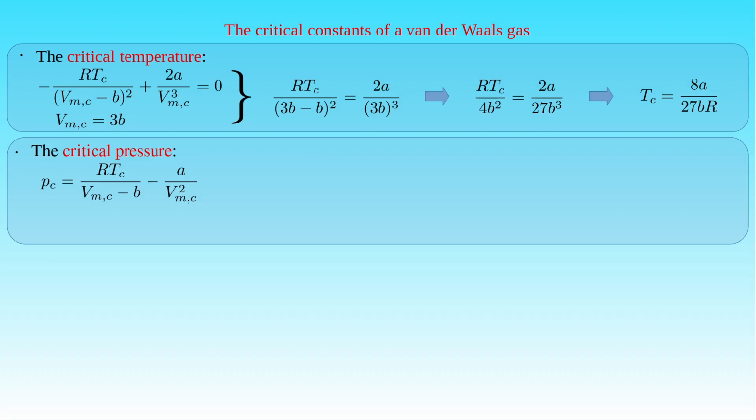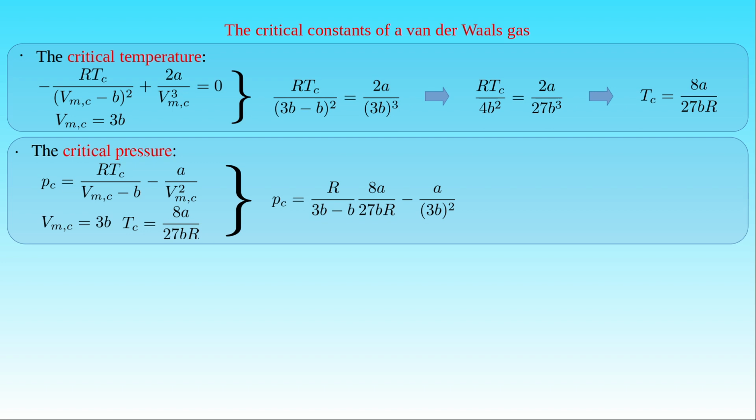Now we insert the critical molar volume and the critical temperature expressed in terms of the van der Waals constants into the equation of state evaluated in the critical point. After simplifying the two terms in the right-hand side, we obtain 4 times A over 27 times b squared, minus A over 9 times b squared, which gives A over 27 times b squared.